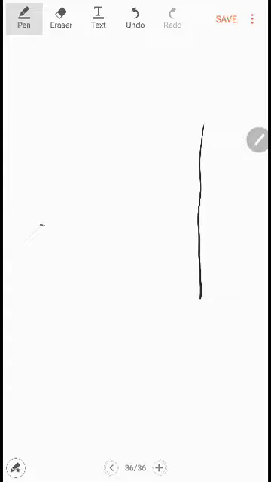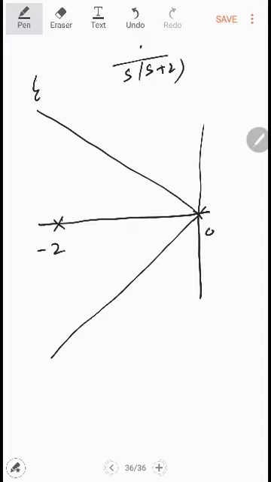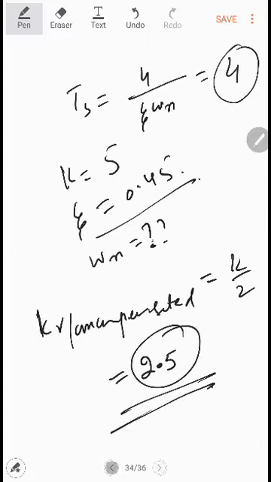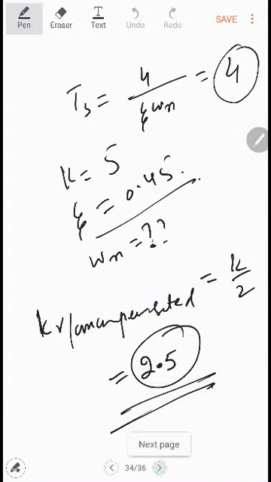So in our case, we have 1 over S, and then we have S plus 2. So we have one pole over here at 0, and another one at minus 2, and then we have these two lines. This is the 0.45 line, which we just found. The zeta is equal to 0.45 line. We found this angle, which was equal to 63.26, and we also found y is equal to 2. So I will use that information also.